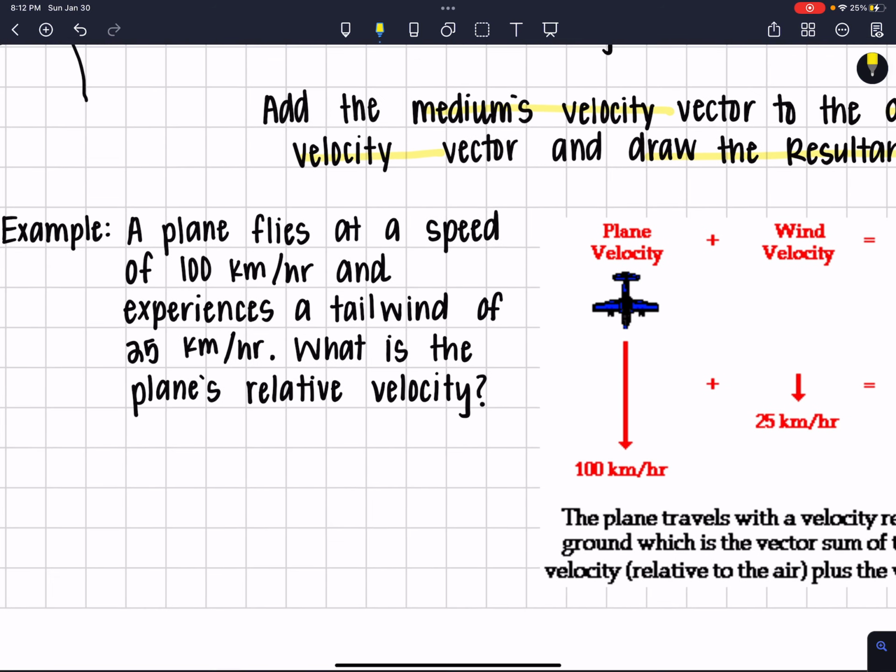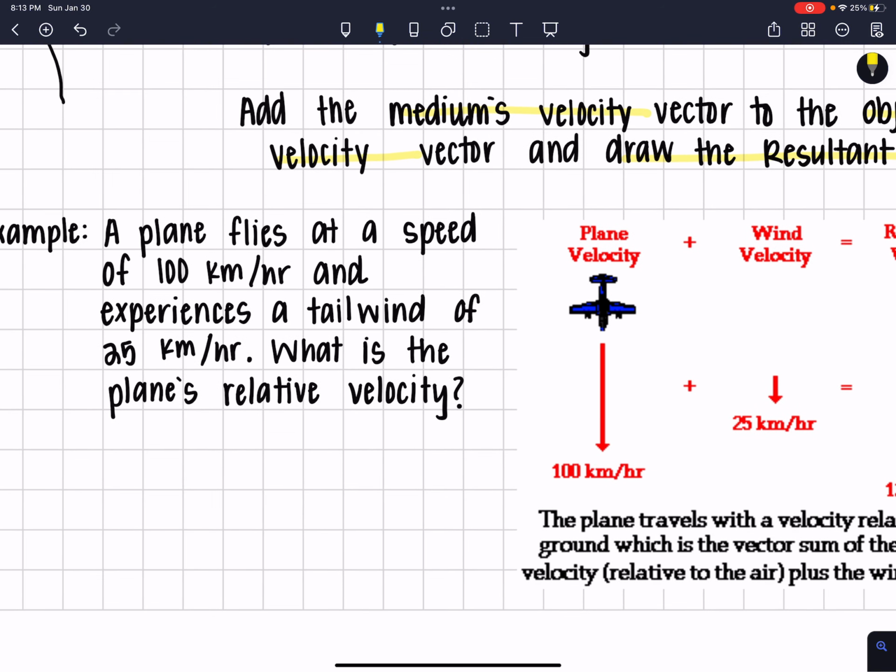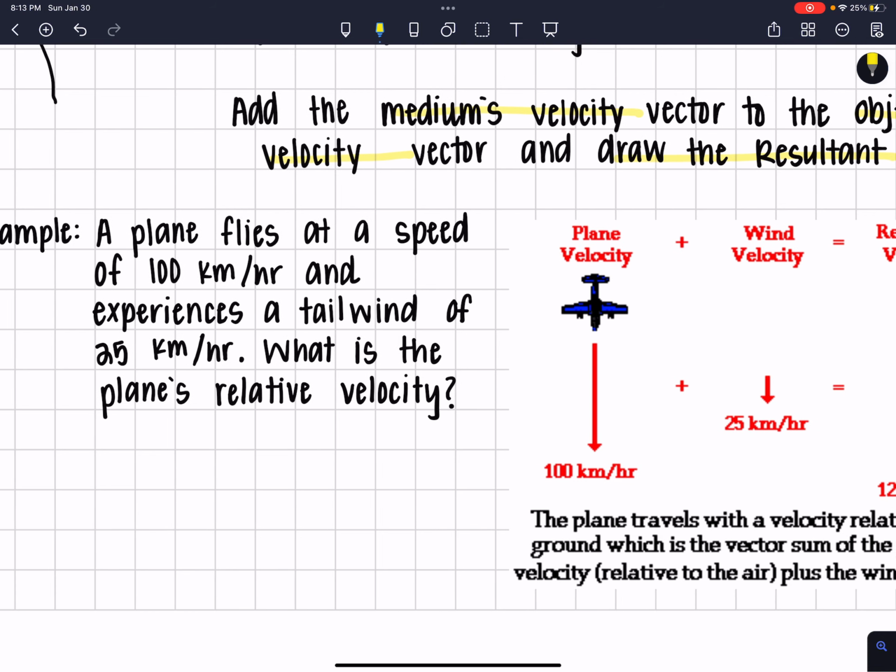So for example, when planes fly, they experience air currents. Sometimes the wind pushes against them, sometimes it pushes them forward. We've got different words that describe the different ways that wind affects the flight of a plane. So let's just do a simple example. A plane is flying at a speed of 100 kilometers per hour. So the pilot of that plane, when they look at their speedometer, it's going to read 100 kilometers per hour.